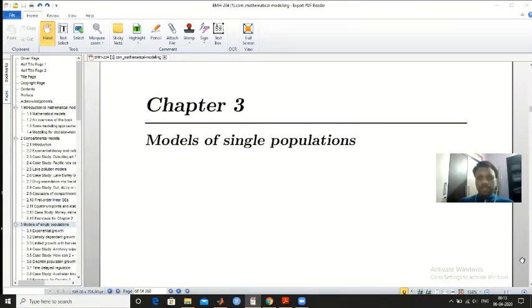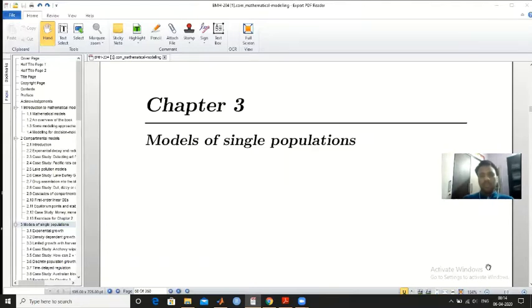In last lectures we discussed some mathematical models. First of all we discussed the lake pollution model, then the drug assimilation model into the bloodstream. After that we discussed the alcohol model, consumption of alcohol in the body. Then we come to this model, and the title for this lecture is Models of Single Populations.